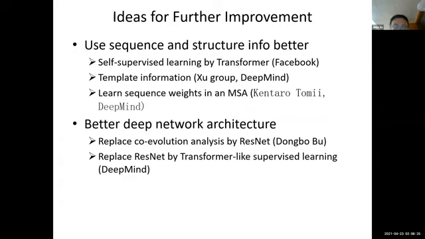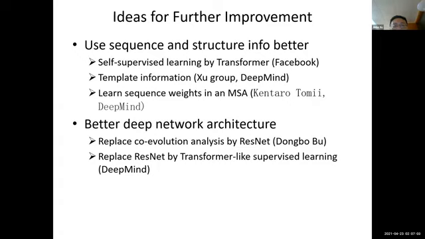So these are some results, and then what's next? After this residual network, there have been some very good improvements, like using sequence-structure information better. For example, Facebook developed some very interesting self-supervised learning methods, and in addition to Facebook, several other groups did this too. We can also use template information, as I mentioned. For many proteins there are some good templates, so we can combine the template information with deep learning to improve the modeling further.